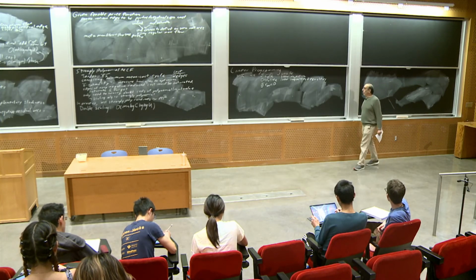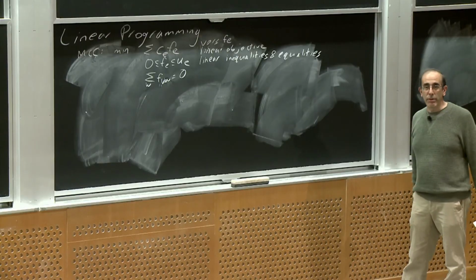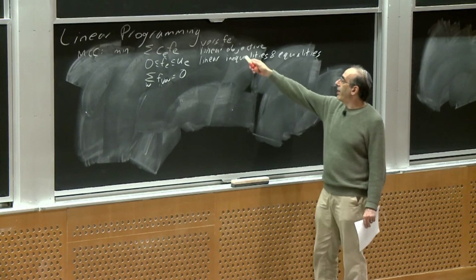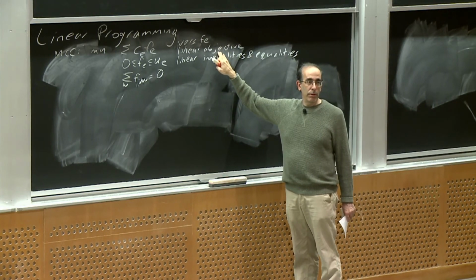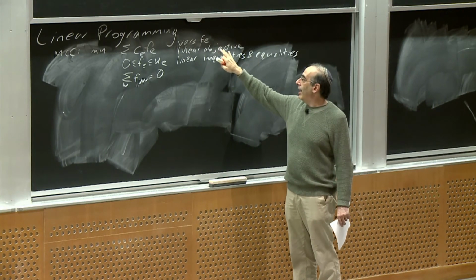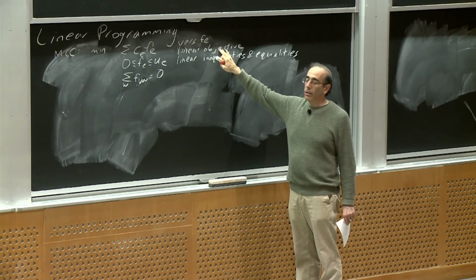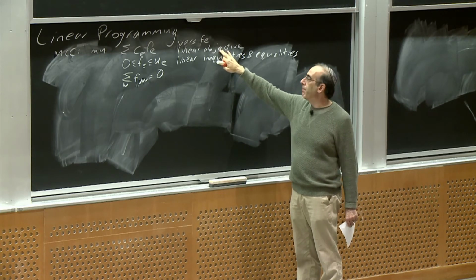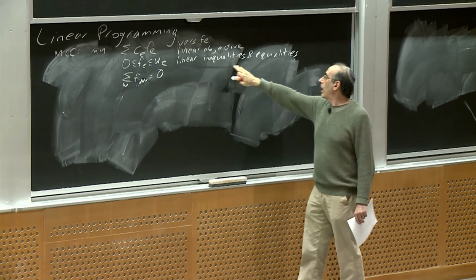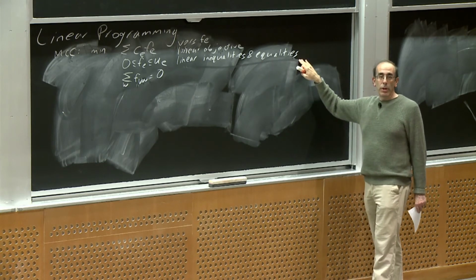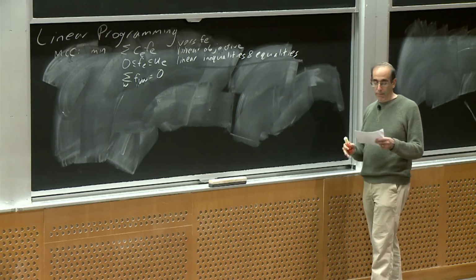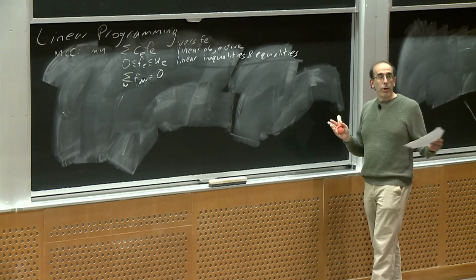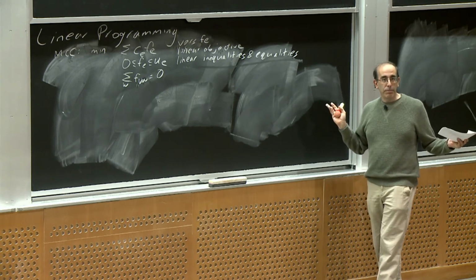So the linear programming problem is the general version of this. Take any collection of variables with an arbitrary linear objective function over those variables and find the optimum solution, be it a minimum or a maximum, constrained by a bunch of linear inequalities and equalities in those variables. Okay? So everybody understands the problem?